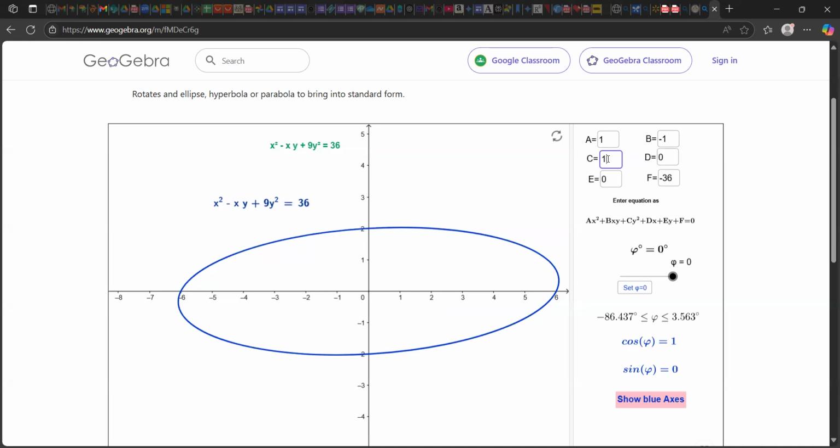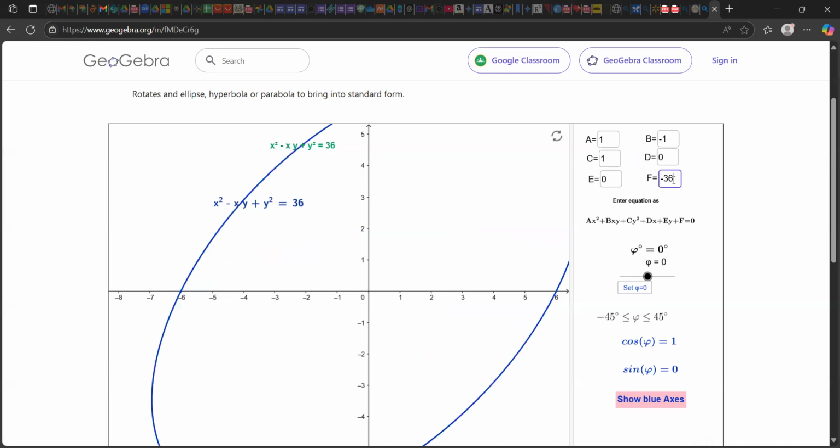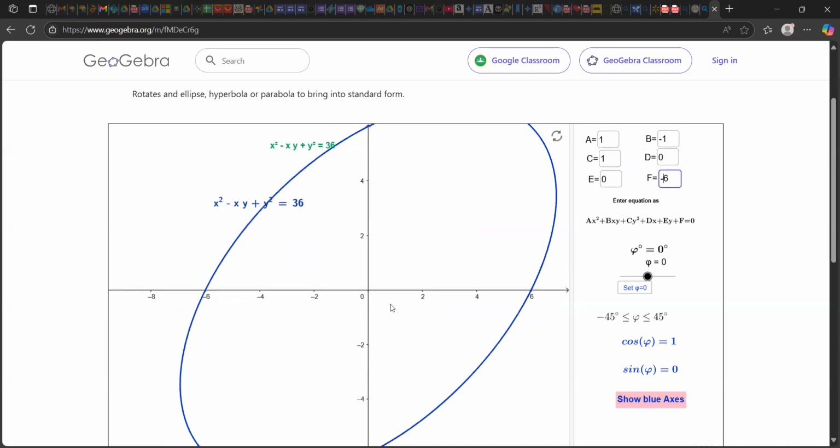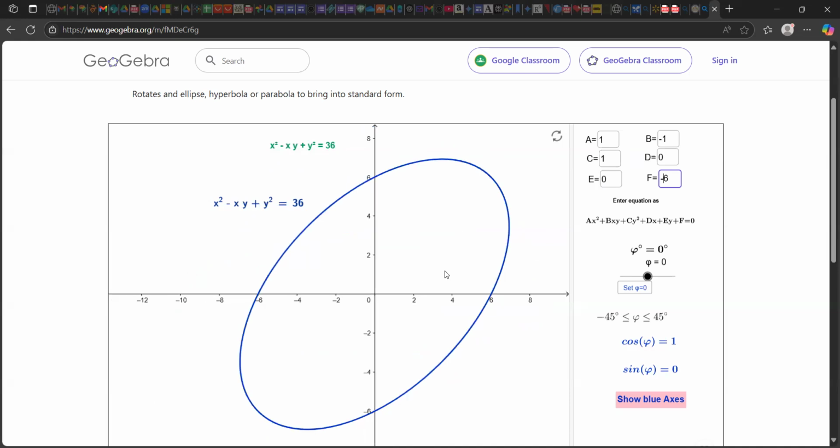D, you have no x term. You have no y term. No x term, no y term. So F is minus 6. So that's it there, and you can see that. And then when you want to know what the original equation was, this is the equation we had. That's what we had.